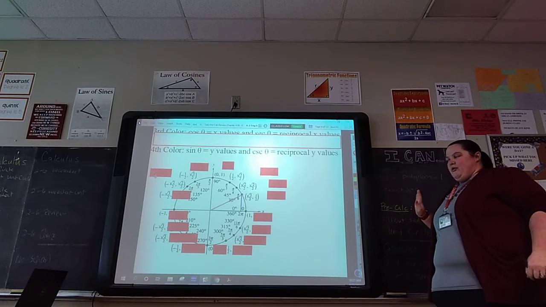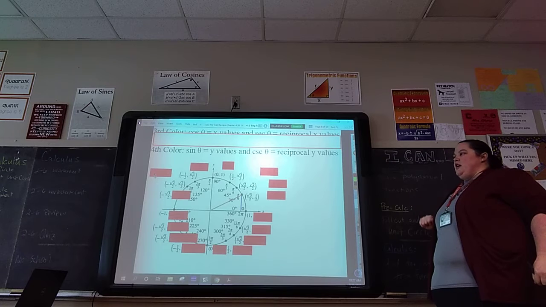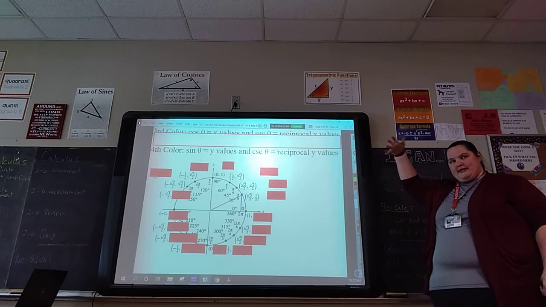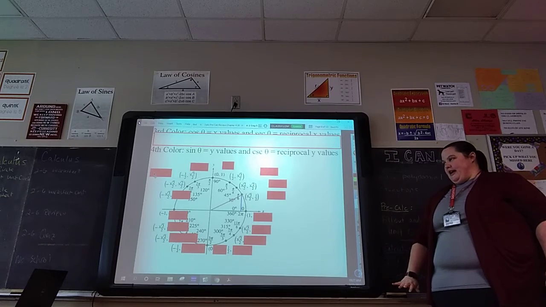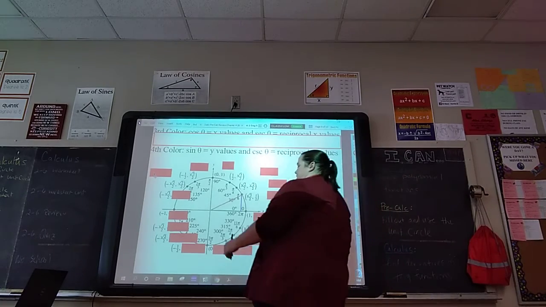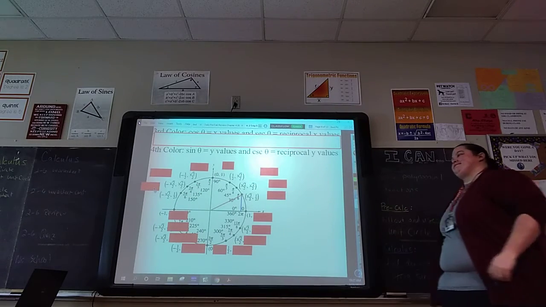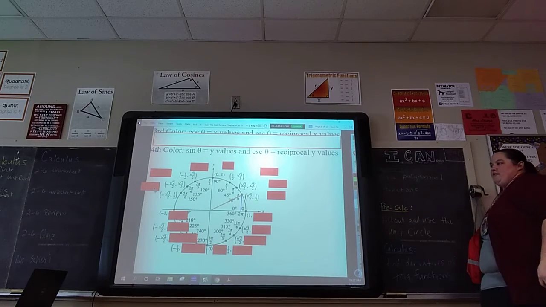So as you're moving right, x will still be positive. As you're moving left, x will be negative. As you're moving up, y will be positive. As you're moving down, y will be negative. Okay? So then this next one is going to be a positive half for the sine value, the y value.